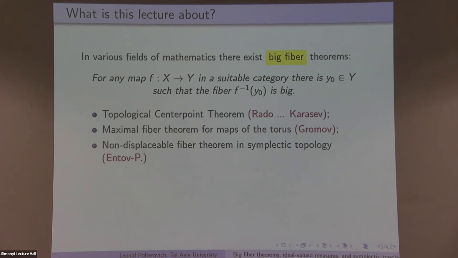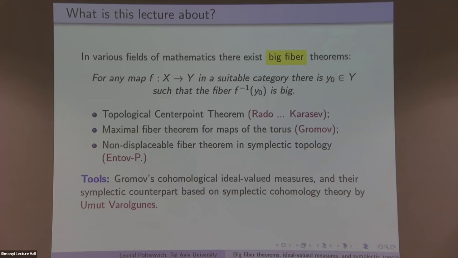One is the topological center point theorem. Another is the maximal fiber theorem for maps of the torus, due to Gromov, and the non-displaceable fiber theorem in symplectic topology, which we proved with Entov long ago. We will try to use the formalism of Gromov's cohomological ideal valued measures and their symplectic counterpart, which is based on symplectic cohomology theory. I will try to give a coherent exposition of these three results.